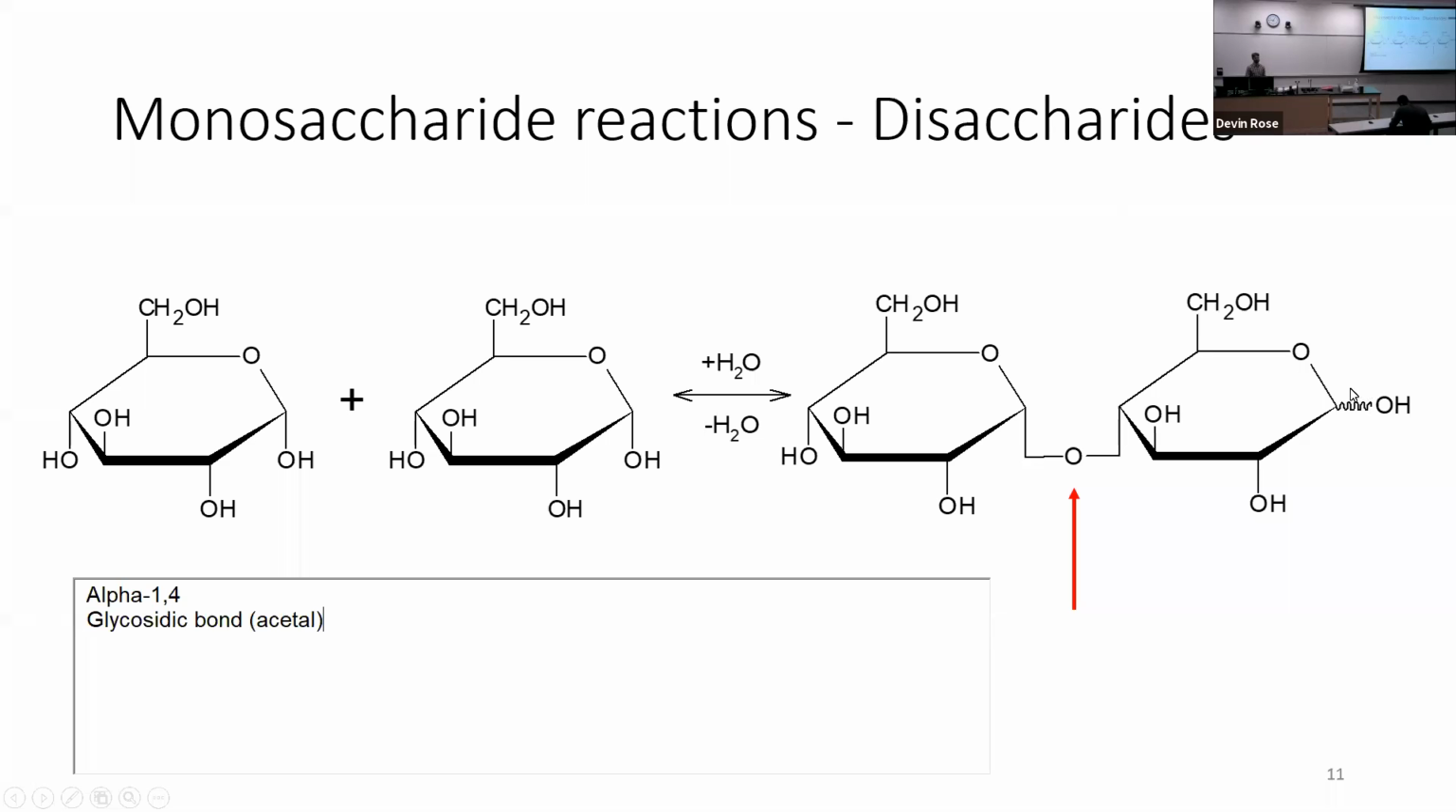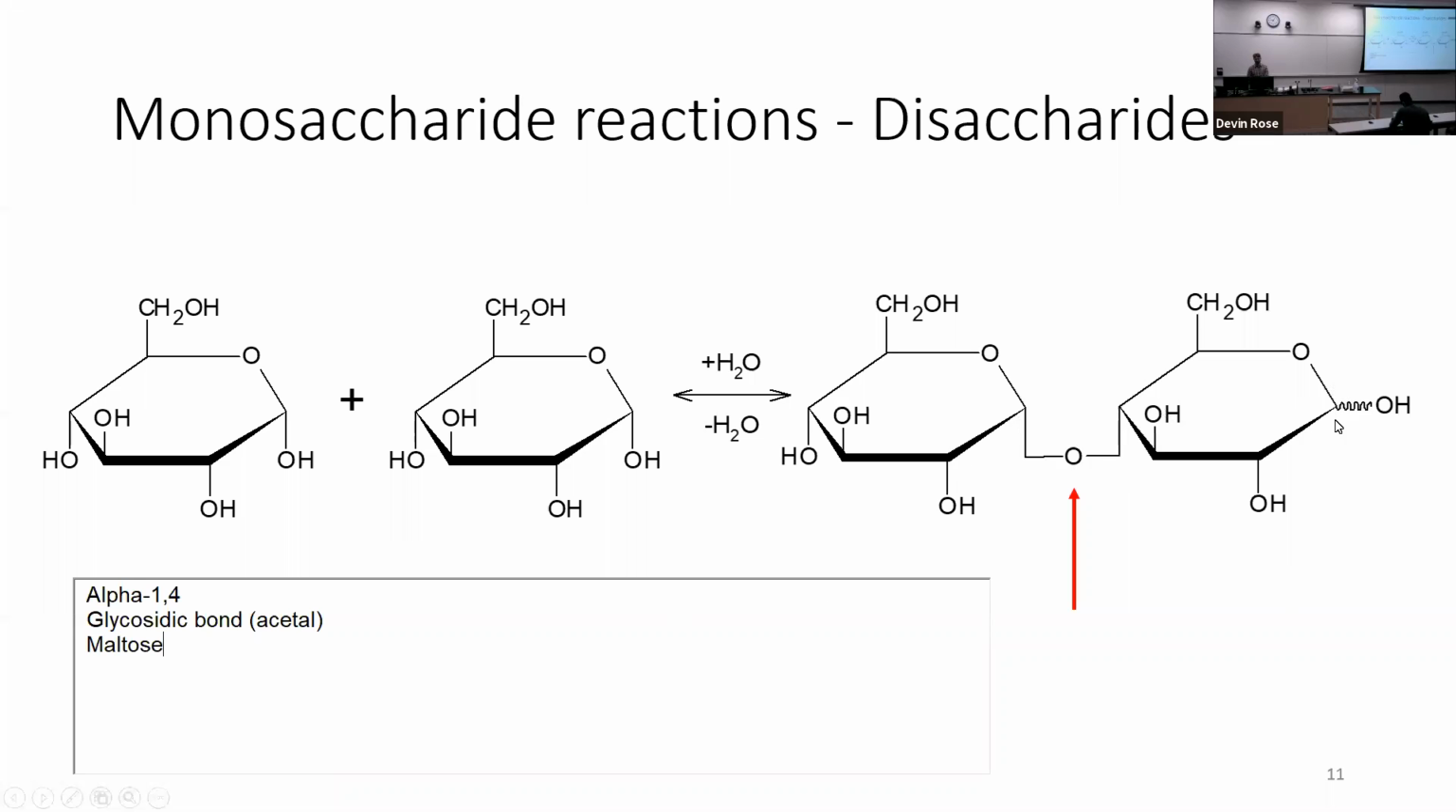This has a squiggly line here, which means that it can be alpha or beta. So this compound here, this is maltose. Two glucose units linked together with an alpha 1,4 linkage is maltose. Okay, and when you say it's maltose, it's not enough to say just maltose. Well, this one is just maltose because we didn't draw this in any configuration. But it's going to be in one or the other.